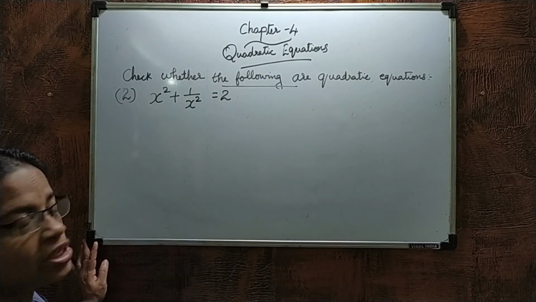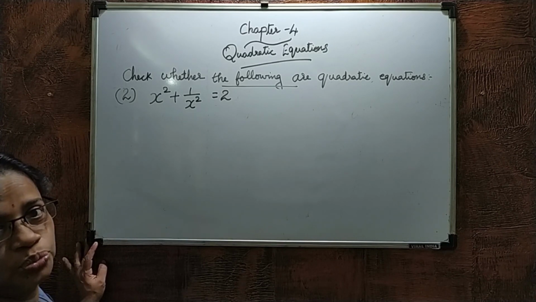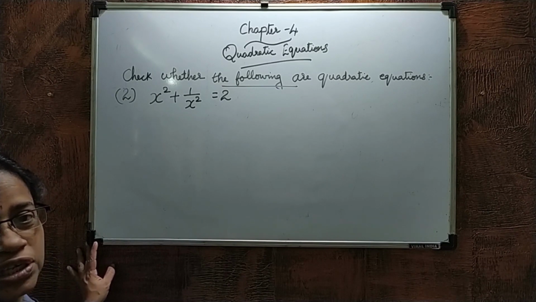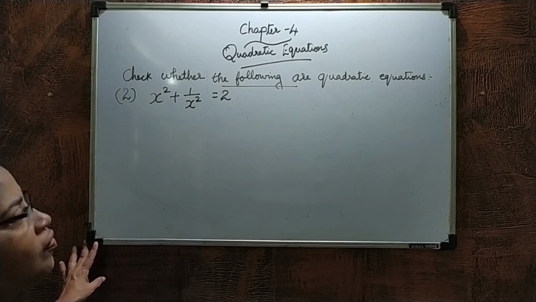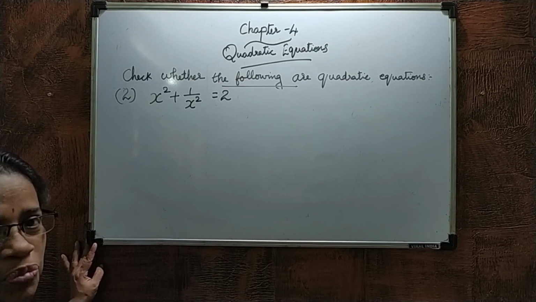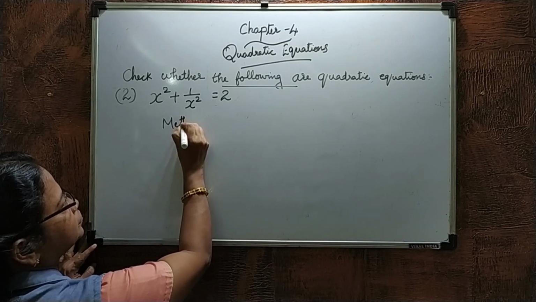This is the second question. x square plus 1 by x square equals 2. So what you have to do? You have to solve it and find out whether it is a quadratic equation or not. How will you solve it? I will just show two methods. Whichever one you prefer, you can write. Now look, method 1.